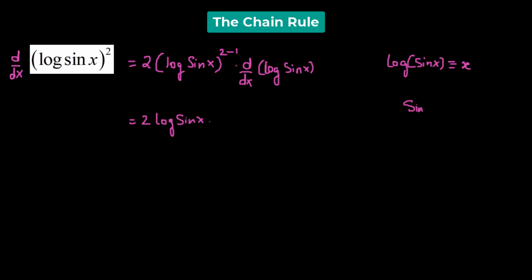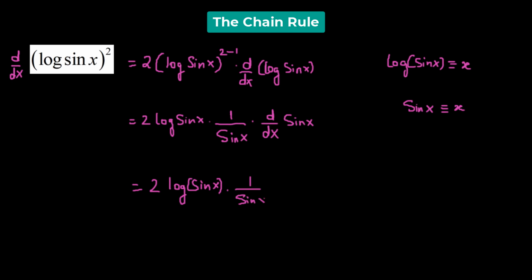Now this time we are going to make an assumption that if sine x were equivalent to x, then we have the derivative of the logarithmic function, which is 1 over x. So x here is sine of x, which means we again need to multiply it to the derivative of sine x. So this gives us 2 times log of sine x multiplied to 1 over sine x times the derivative of the sine function, which is cosine of x. So cosine over sine is the cotangent function, so we have 2 times cot of x multiplied to the log of sine x. So this is the derivative of the given function by using the chain rule.